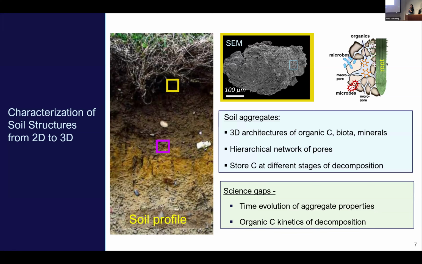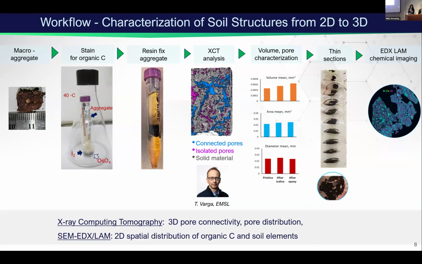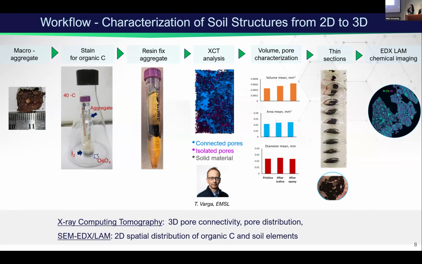There are a lot of science gaps with respect to these aggregates. Specifically, the organic carbon kinetics of decomposition is established as a need to study these aggregates at the microscale and molecular scale. So how are we doing this characterization of aggregates? Tamas showed this a little bit earlier on, but if I go from left to right, we are starting with a macro aggregate. Everything that is above 250 micron by definition is a macro aggregate. And we're interested in organic carbon in that aggregate. So the first thing that we do is we stain that aggregate either with iodine gas or with osmium gas. One or the other will do.